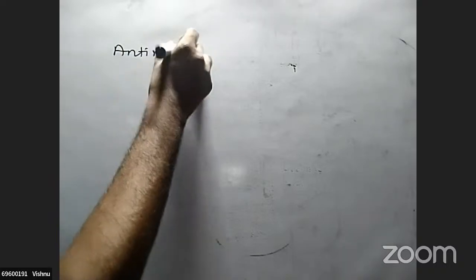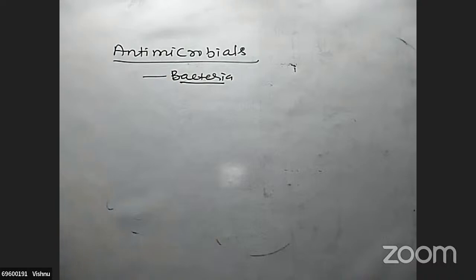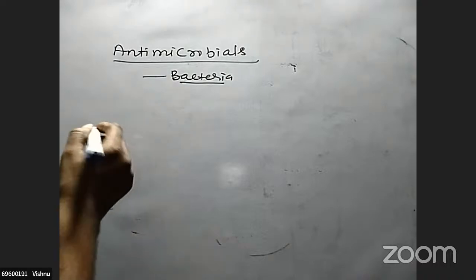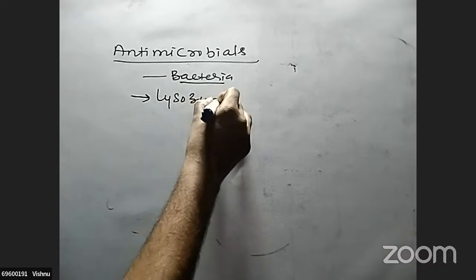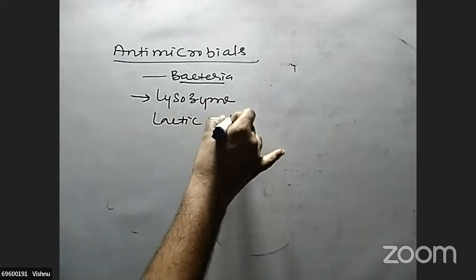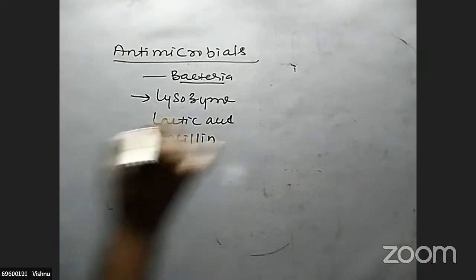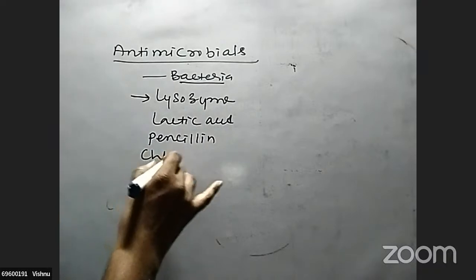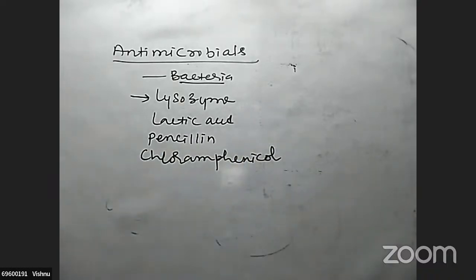Next are antimicrobials. They prevent the growth of microorganisms like bacteria. The bacteria growth is mainly prevented by antimicrobials. Okay, what are the examples here? One example is lysozyme, or lactic acid. This is also one example. Penicillin. Next is chloramphenicol. These are some examples of antimicrobials.